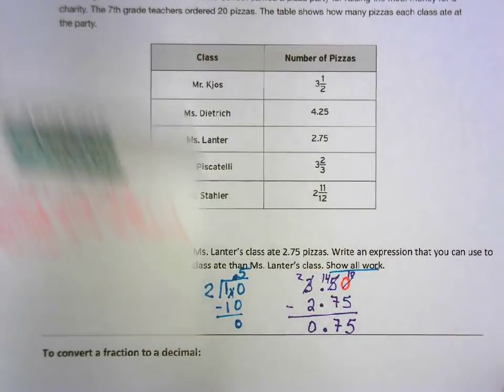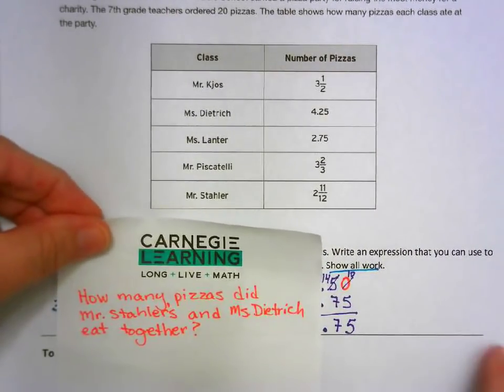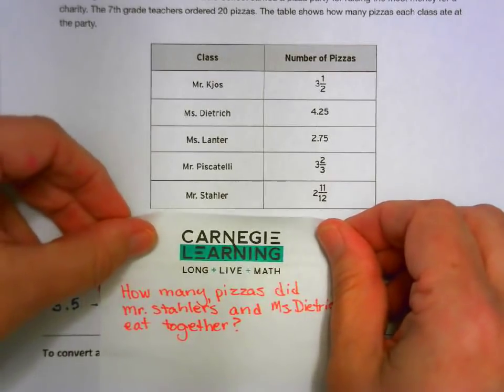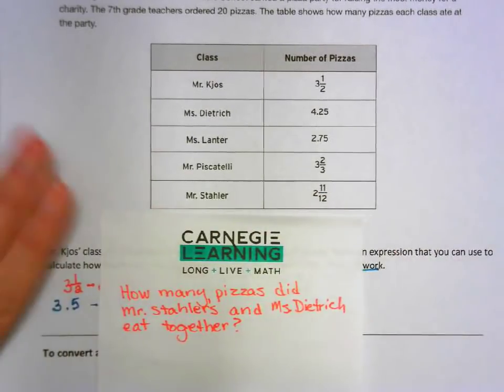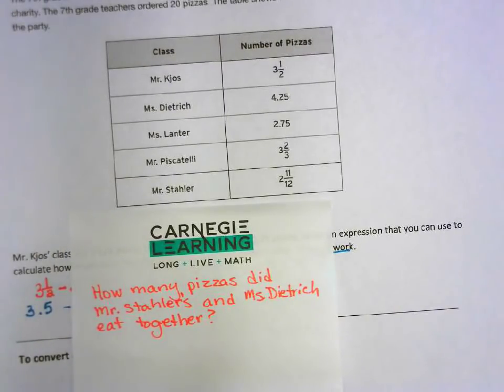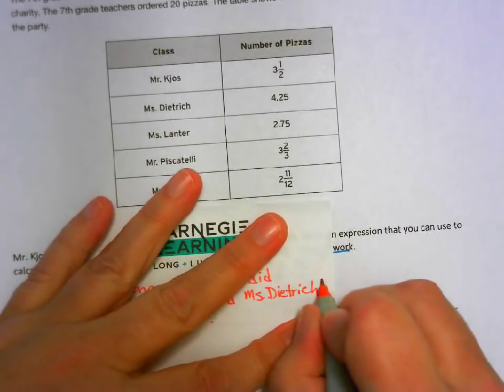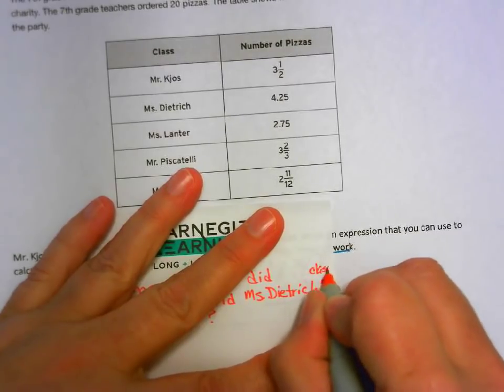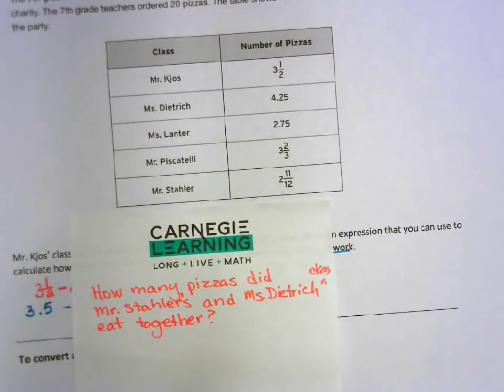Let's see. Yeah, let's just put it here. How many pizzas did Mr. Stoller's and Miss Dietrich's class eat together? Forgot to say the class. That's okay. Just a little typo, but it's been fixed.